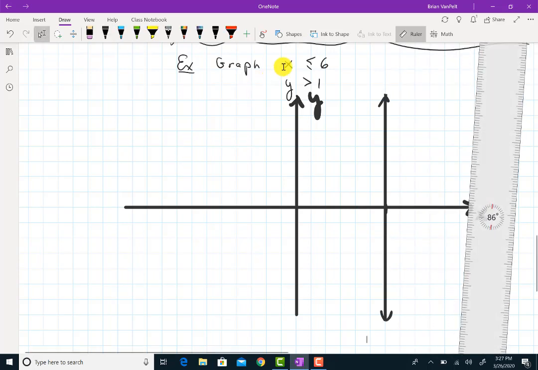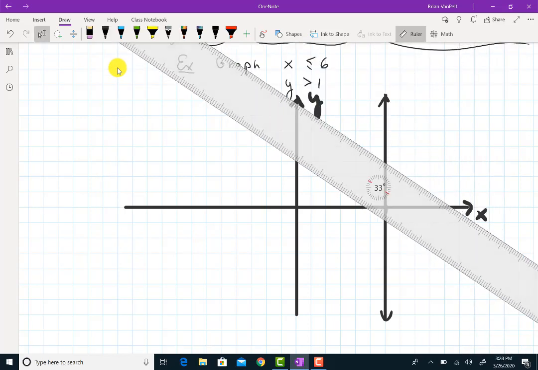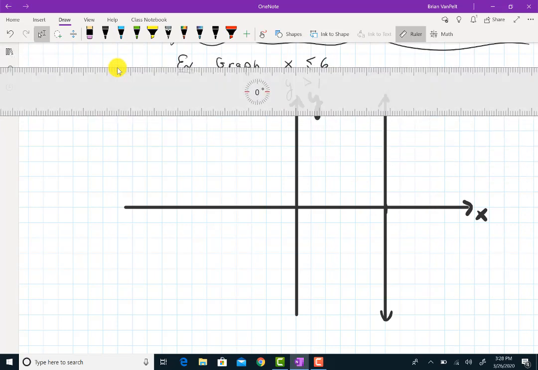Now we're going to, since x has to be less than or equal to 6, mark off to the left, because the x coordinates of these points to the left will all be less than or equal to 6. So this time let me go ahead and make my lines very thin. And let's go ahead and grab this ruler. And when I mark my lines, I'm only going to go up to that vertical line.